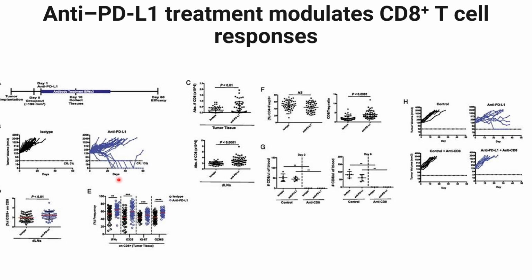And when they check the CD8 plus receptors or CD8 plus signatures in the tumor cells, they can see that in the case of anti-PDL1, all these signatures such as IFN alpha, ICOS, Ki67 and ZZMP have increased compared to the control.